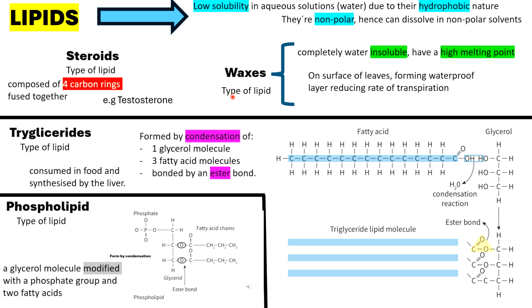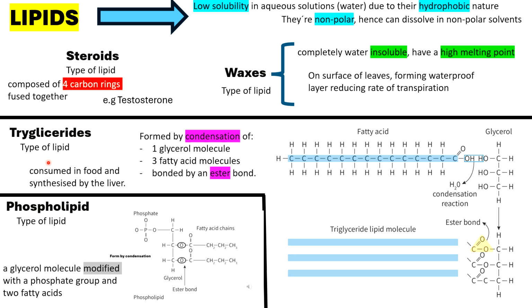Waxes, another type of lipid. These are completely water insoluble. They cannot dissolve in water, and they have a high melting point. An example of this is on the surface of leaves. You can see certain waxes forming a waterproof layer that reduces the rate of transpiration. This is in the plant topics. If you haven't done them yet, that's going to help in your understanding of this.